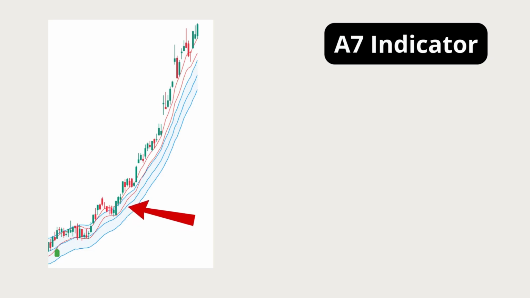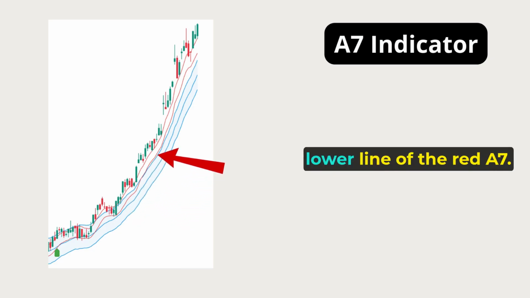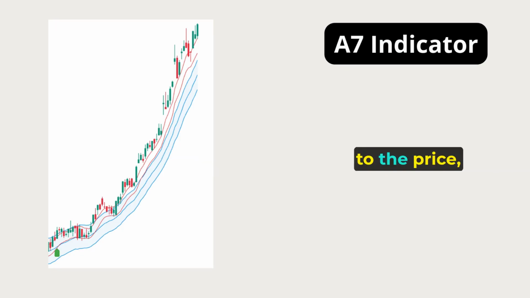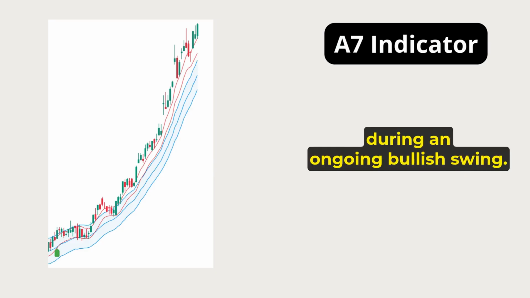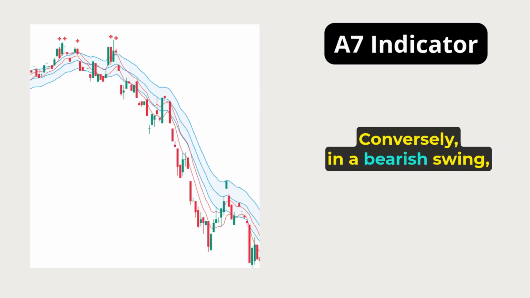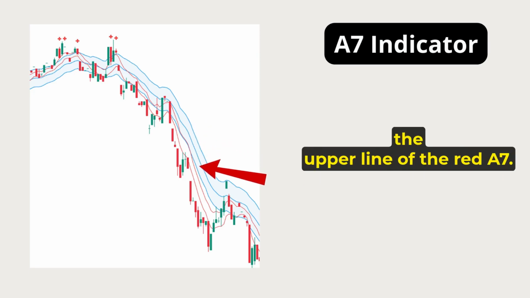Stop loss with the A7. In a long position, it can be advantageous to place a stop loss just below the lower line of the red A7. Since the red A7 is close to the price, this allows for a tight stop loss, minimizing potential losses during an ongoing bullish swing. Conversely, in a bearish swing, a stop loss can be placed above the upper line of the red A7.